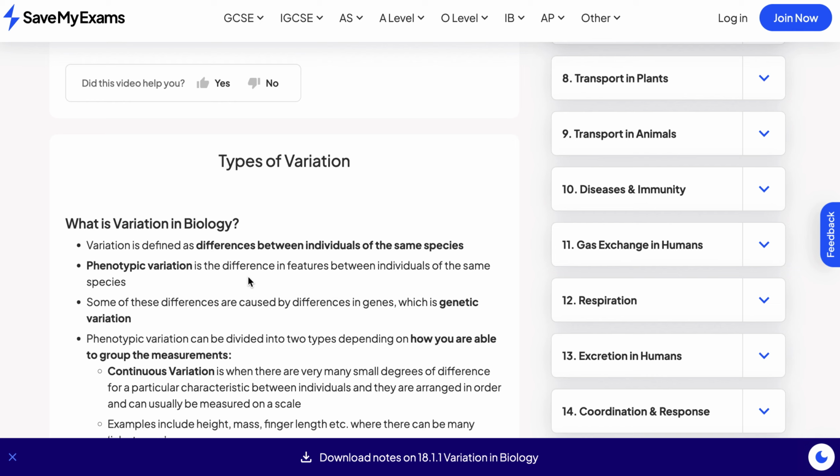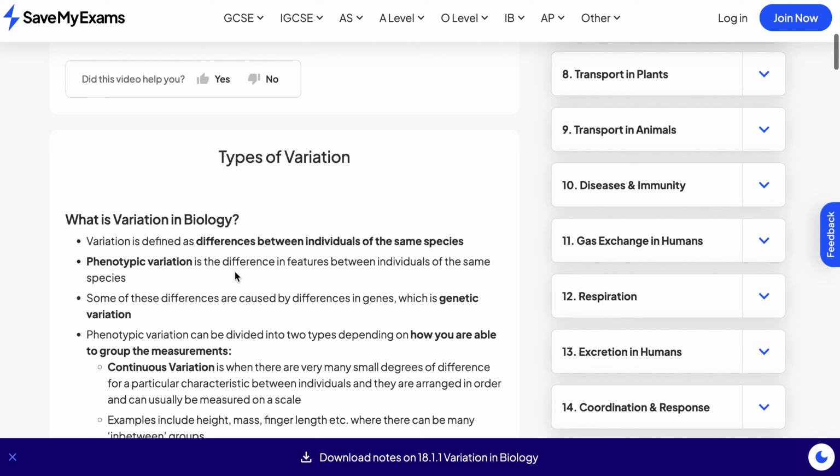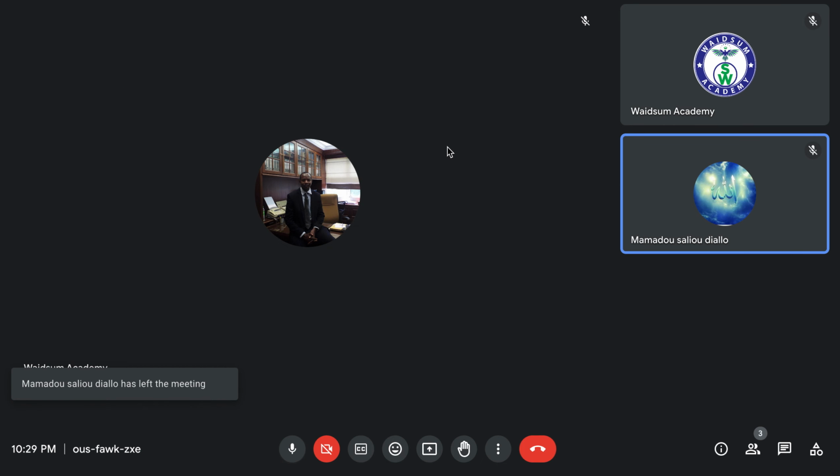All these, you're looking at the same species. So if you're looking at the same species and you're finding the differences that exist in this same species, this is variation. You're looking at people who can roll their tongue and people who cannot roll their tongue. You see people with different blood groups, group A, group B, group C. These are variations, despite being organisms of the same species.